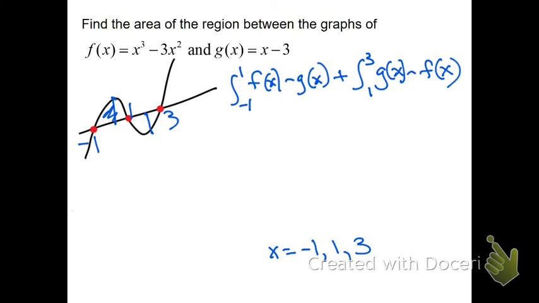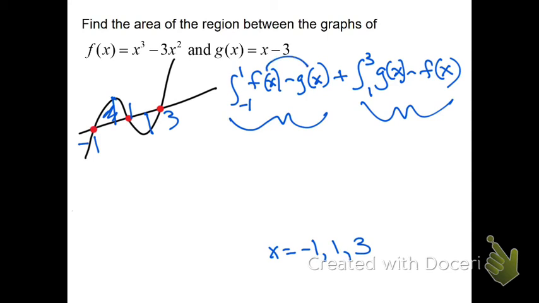Okay, remember, area is always positive. No matter where it sits on the graph, you can't have a negative area. It's impossible. So always make sure that this answer ends up positive and this answer ends up positive. If you ever get a negative area, you did it wrong. And probably what you messed up is your order here.